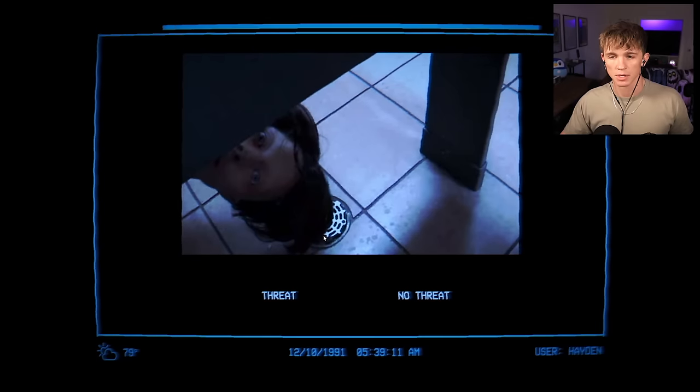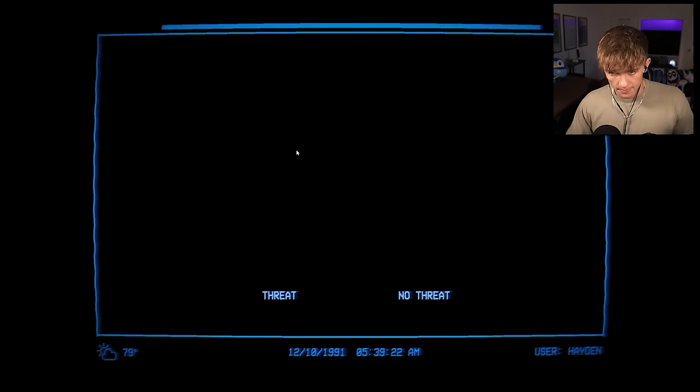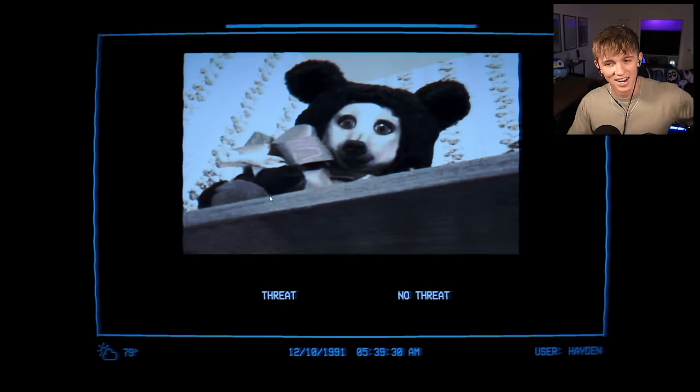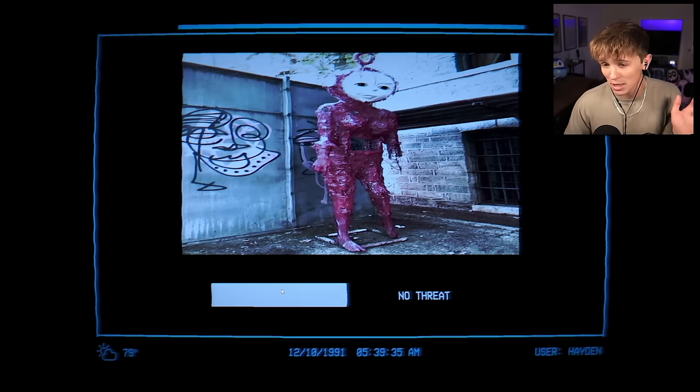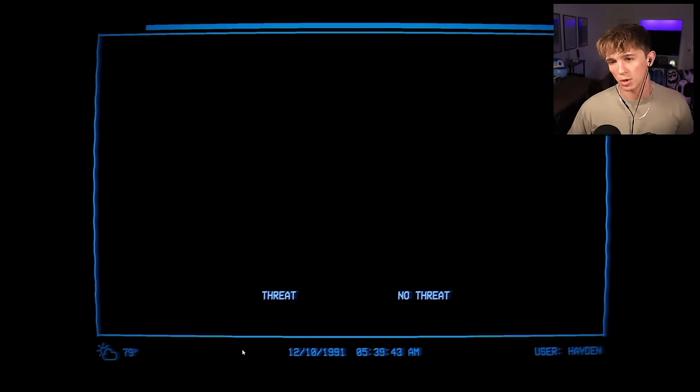No threat. Against my better judgment, probably threat. Or just a friendly lady trying to hand you some toilet paper under the stall. No threat. No threat. Threat. Any Mickey Mouse looking one, always a threat. Any Teletubby looking one, always a threat. Any, I don't really know how to describe that one in a way that won't get me in trouble. Threat. No threat.